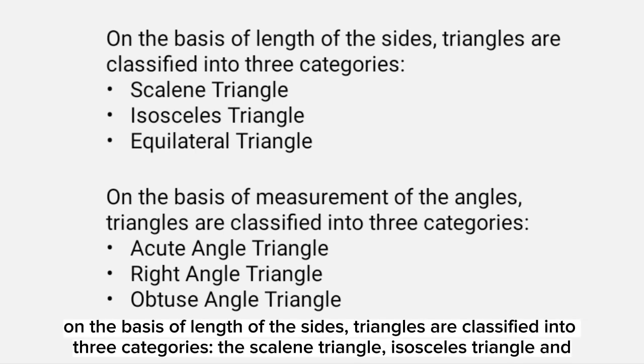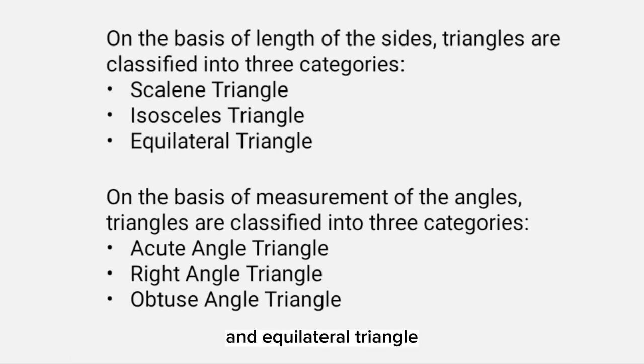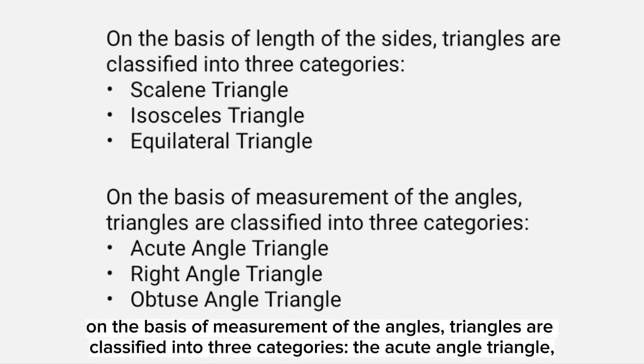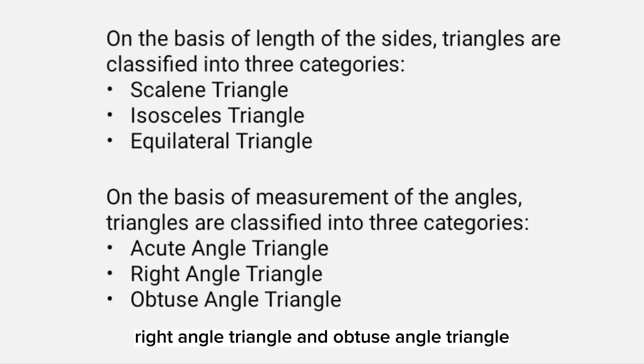On the basis of length of the sides, triangles are classified into three categories: the scalene triangle, isosceles triangle, and equilateral triangle. On the basis of measurement of the angles, triangles are classified into three categories. It is the acute angle triangle, right angle triangle, and obtuse angle triangle.